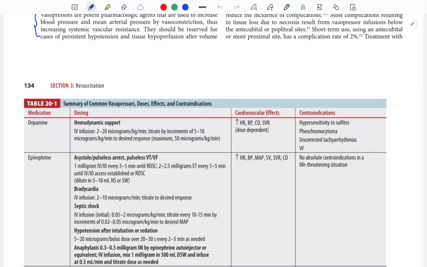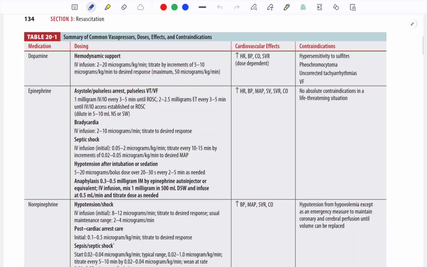First is dopamine. There is hemodynamic support. We use 2 to 20 microgram per kg per minute. It increases your heart rate, BP, cardiac output, and systemic vascular resistance. Contraindications are if your patient has a reaction to sulfa drugs, pheochromocytoma, uncorrected tachyarrhythmias, and VF. Next is epinephrine, our wonder drug.